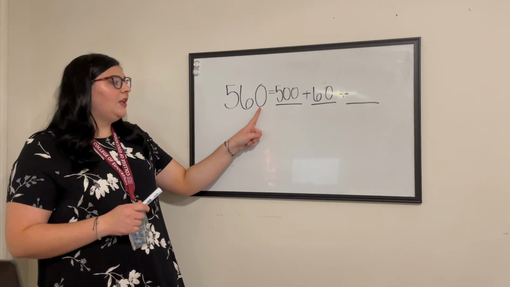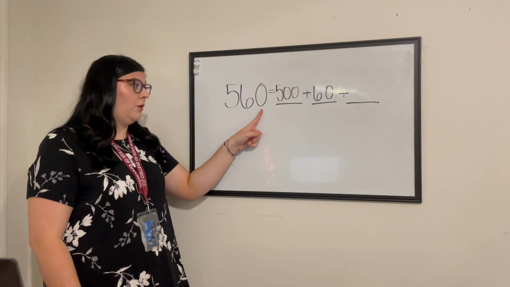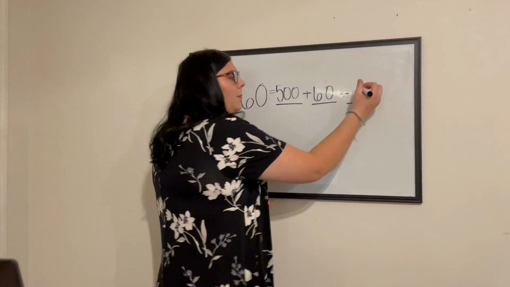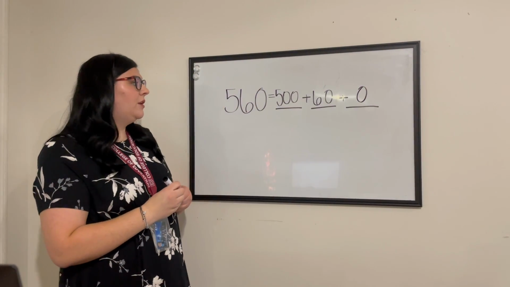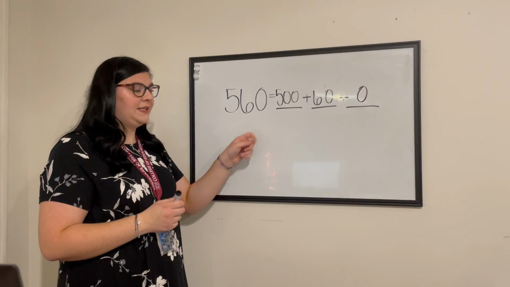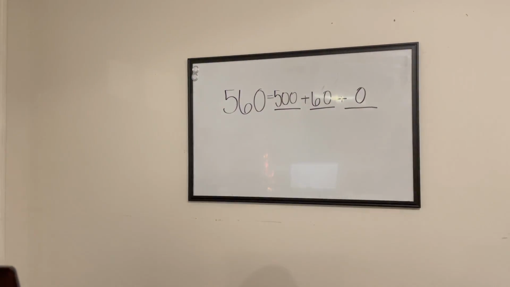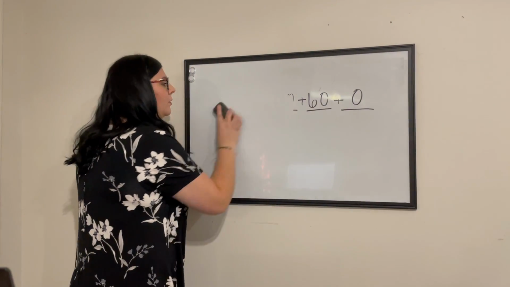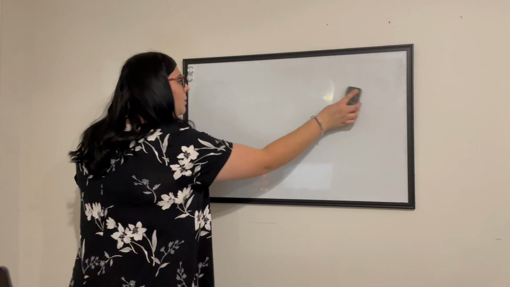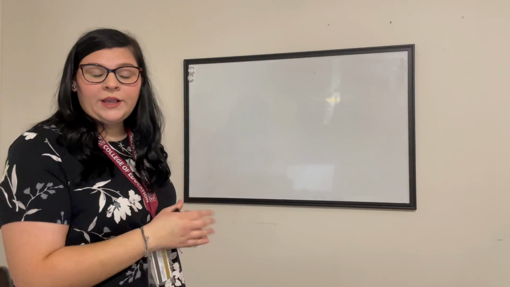Now, if we look at the last digit, do we have anything in our ones place? No. So we can just put a 0 right here. So that is our expanded form of the number 560. So, now we're going to move on to our addition problem. I want y'all to please erase your boards. And can you look at me when you're done?